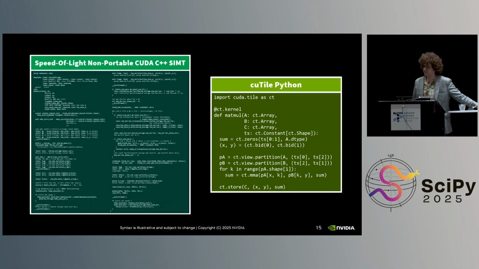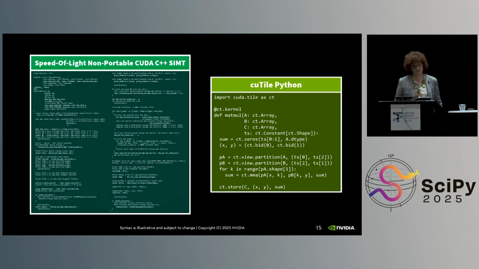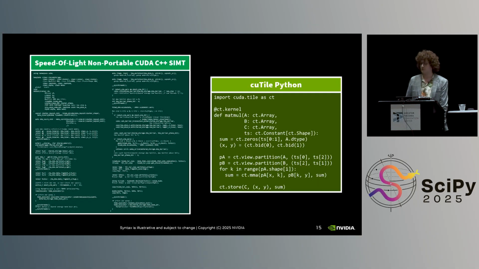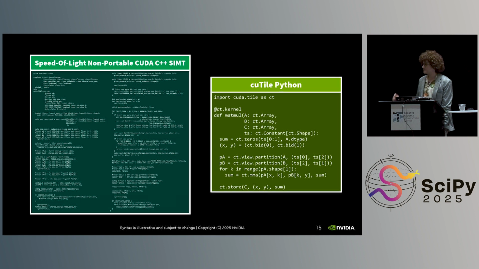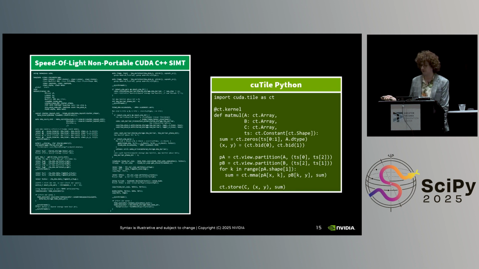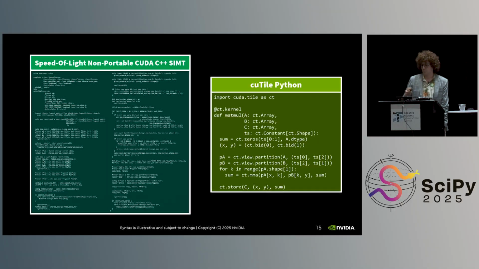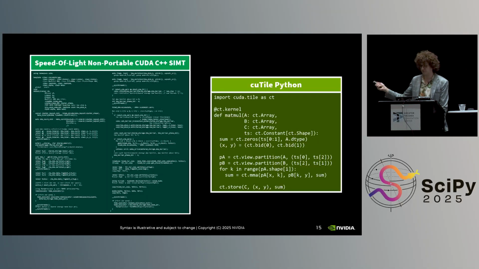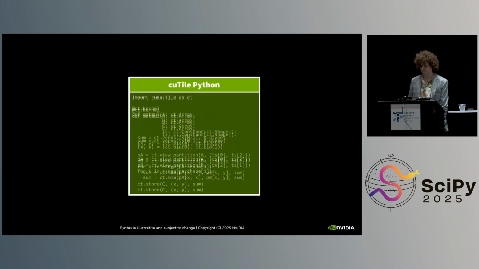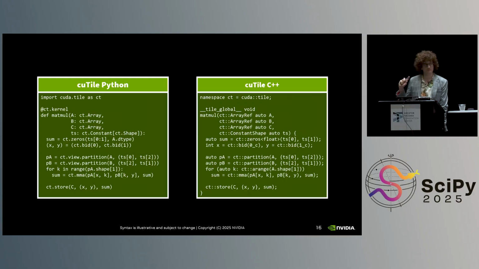To reach speed of light for a matmul before cuTile, you'd have to write something like the CUDA C++ code on the left, which is no easy feat. It's also not going to be portable. The code that you'd write would change from GPU architecture to GPU architecture. With cuTile, we can write the simple code on the right and get good and portable performance. cuTile will be exposed first in Python, but a C++ dialect is also coming, which will be intentionally similar to what you've seen, but uses modern C++ idioms and best practices.